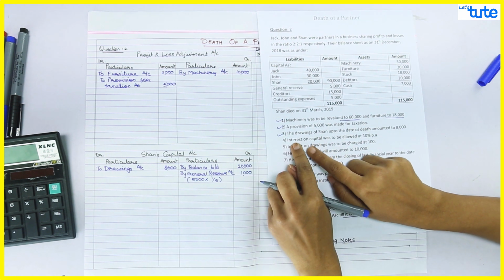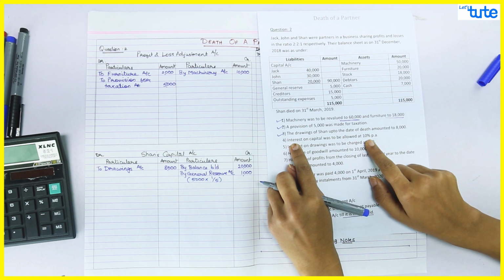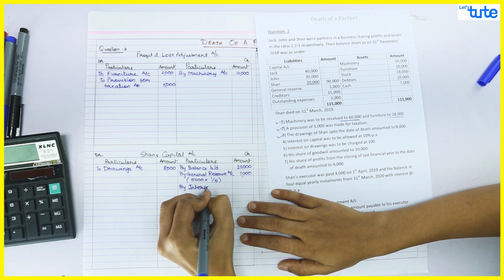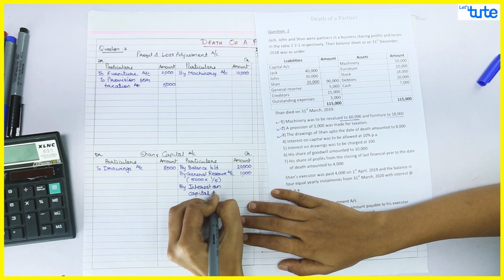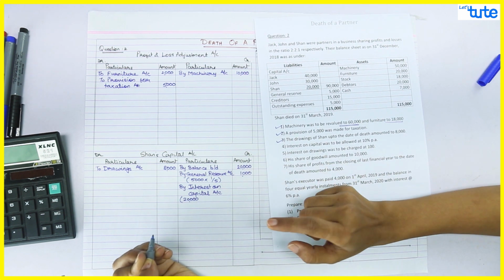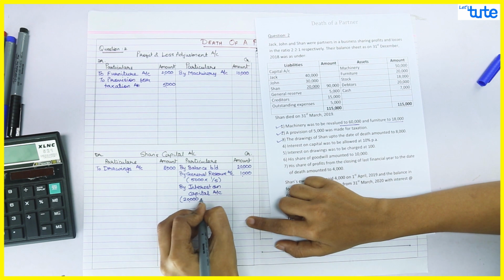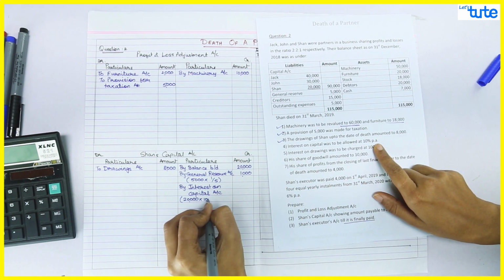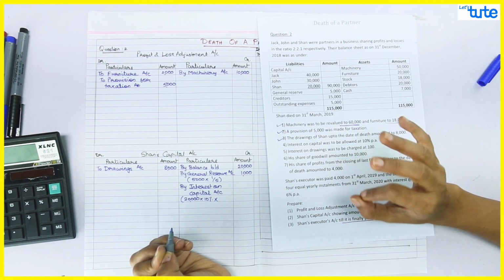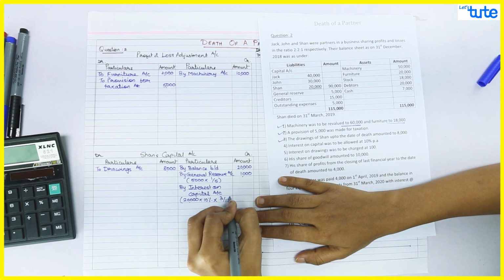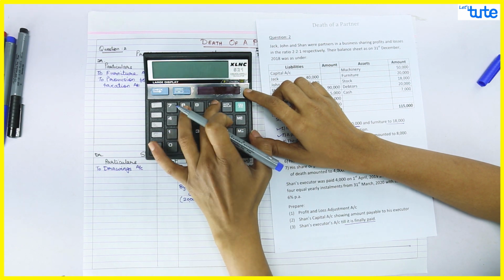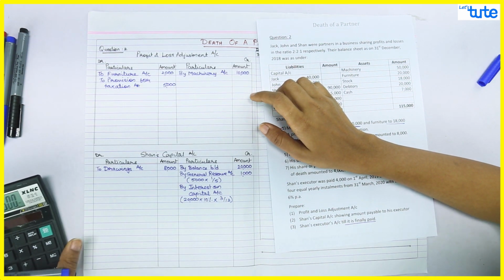Then we are also required to give interest on capital at 10% per annum. So interest on capital would be credited by interest on capital account. Now the capital of the partner is 20,000. It is generally given on the opening capital, and the rate of interest is 10% per annum, but this is per annum and this period is 31st December to 31st March, 3 months. So this would be 3 by 12. So that is 20,000 into 10% into 3 divided by 12. So that comes to 500.